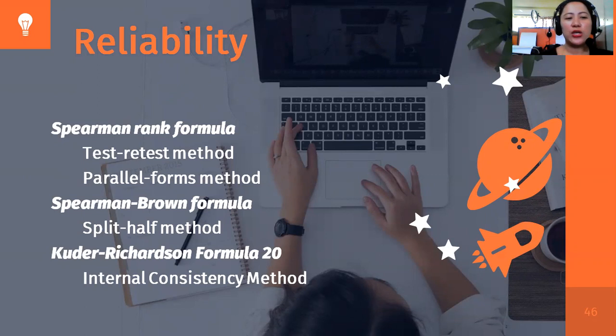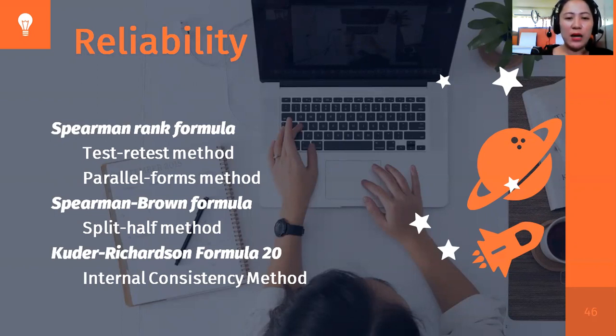So you will use the Spearman rank formula for the test-retest method and the parallel forms method. And for the split half method, if you want to test the reliability of the whole test, since it's only half, you may use the Spearman rank for half test reliability, but if you want for the whole test reliability, use the Spearman-Brown formula. And then for internal consistency method, you will use the Kuder-Richardson formula 20.